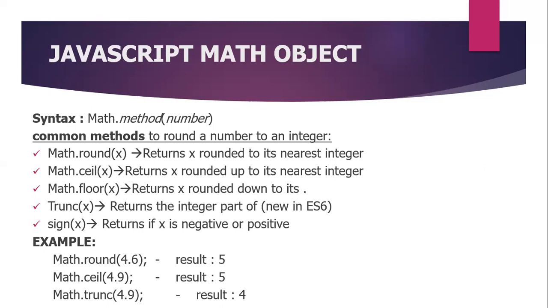So Math.round(4.6) will return the rounded value 5. Using the ceil function, Math.ceil(4.9) returns the nearest highest value, so it returns 5. Math.trunc(4.9) will truncate the decimal part, which will return only 4. Thank you.